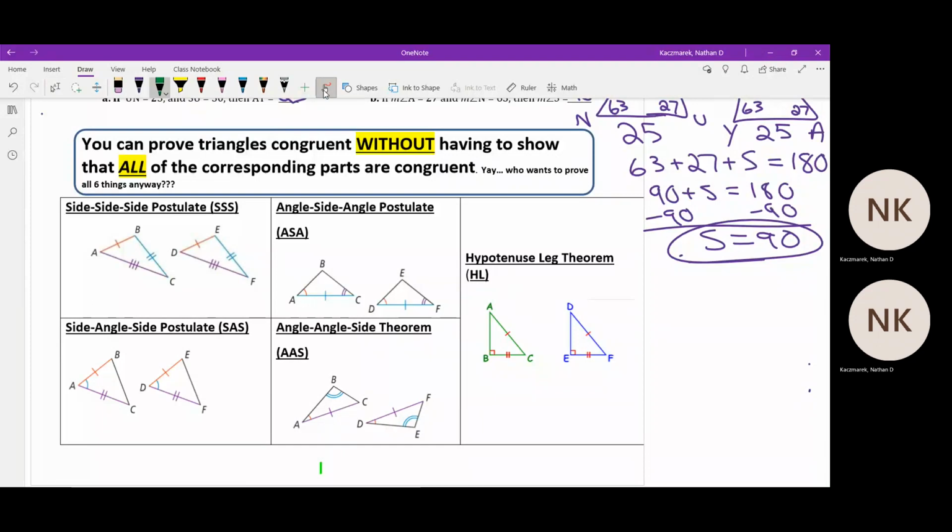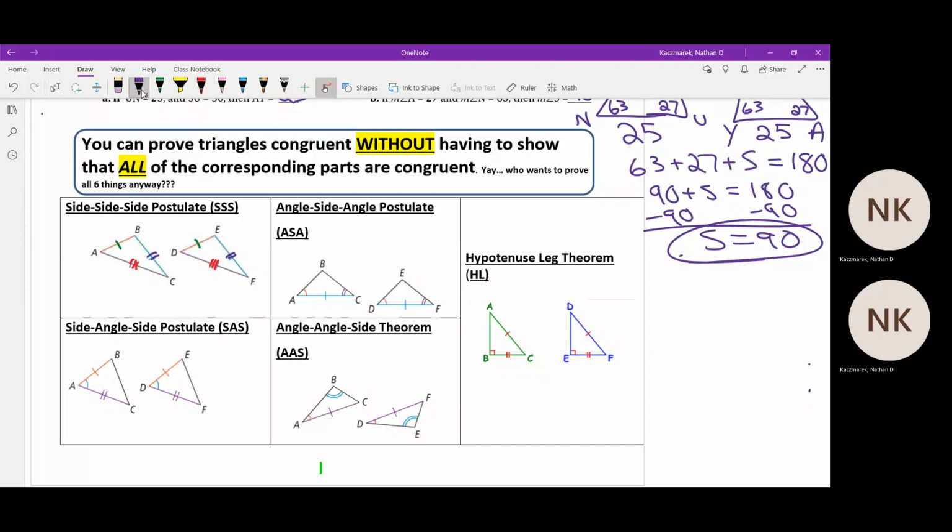So our first one is the side, side, side postulate. I've got that one side is congruent to the other. Second side is congruent to another side of that triangle. And that third side is congruent to a third side of the other triangle. If all 3 sides are congruent with the other triangle, then it is going to be a congruent triangle. We're going to call that side, side, side. All 3 sides are the same in both triangles.